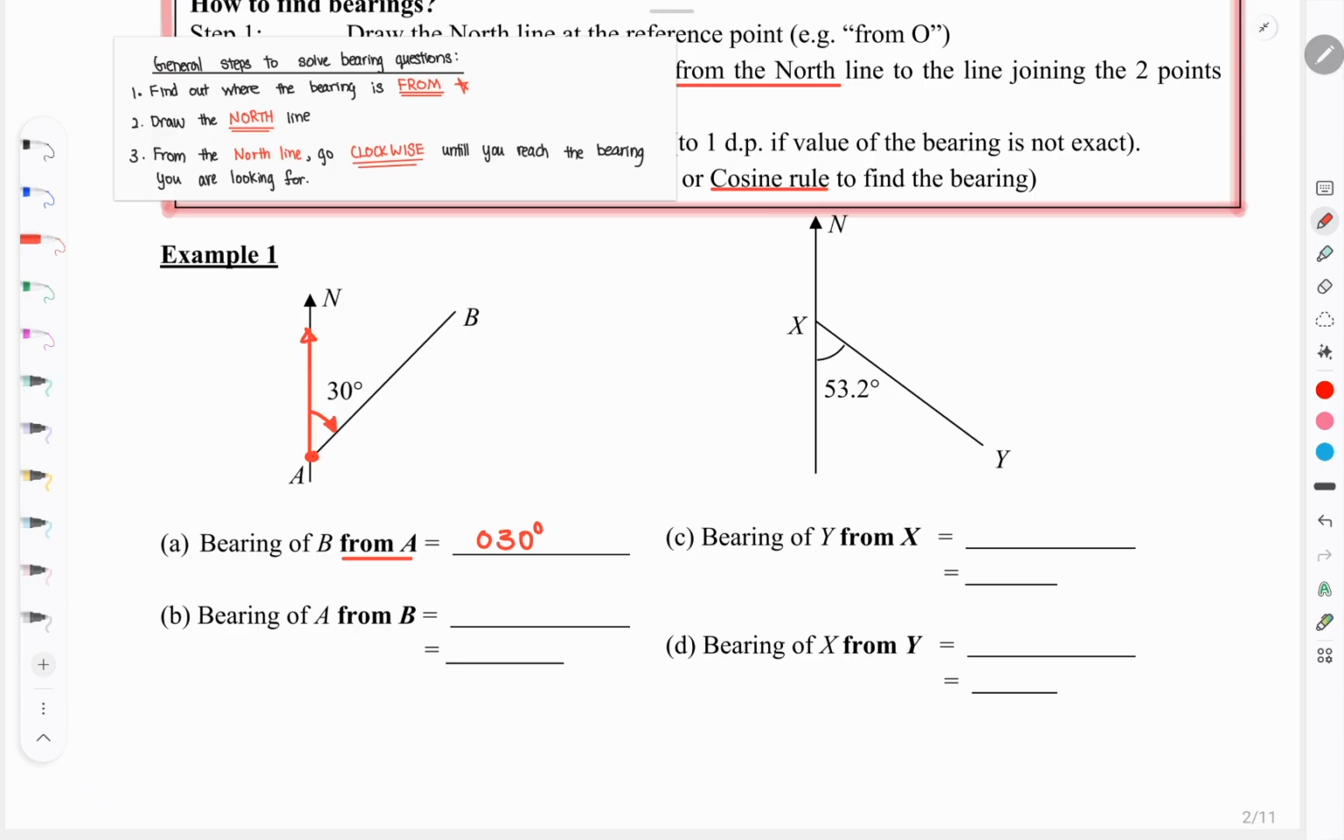Okay, moving on to B. I want to find the bearing of A from B. Okay, always first step, find out where it is from.